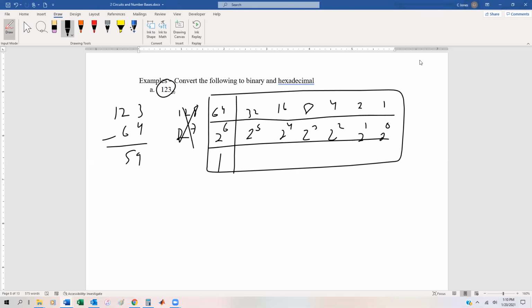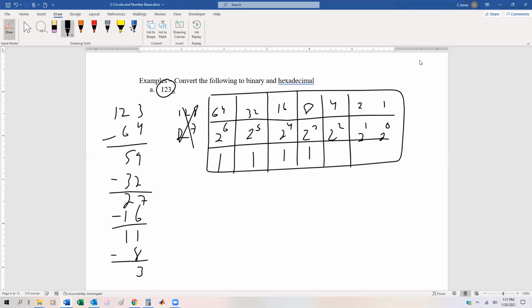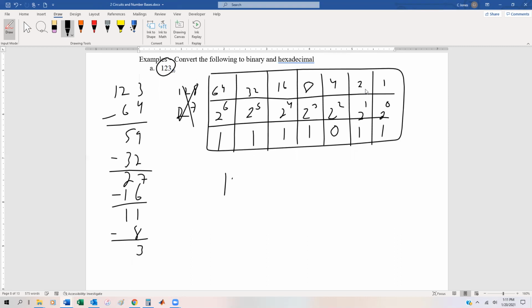Now, 32 is less than 59, so we put a 1 under there, and we subtract 32. So each time what we're doing is figuring out the powers of 2 that would comprise 123. That leaves us with 27. And 16 is clearly less than 27, which leaves us with 11. And 8 fits too. And unfortunately, 4 is more than 3, so we put a 0 there. But we know that 2 plus 1 gives us 3. So the binary value for 123 is 1111011 in base 2. That's not the only way to do this, but it's a fairly easy way to convert from decimal to hexadecimal or to binary.